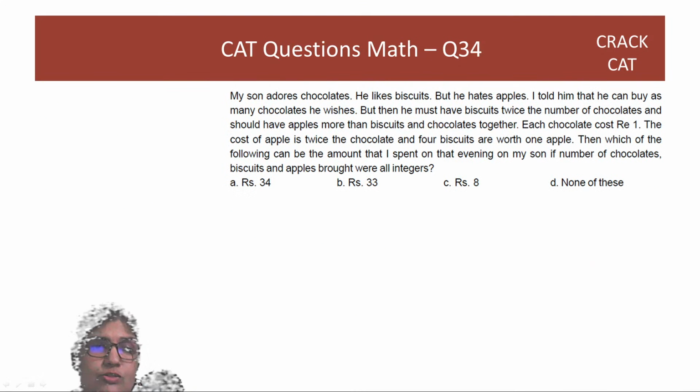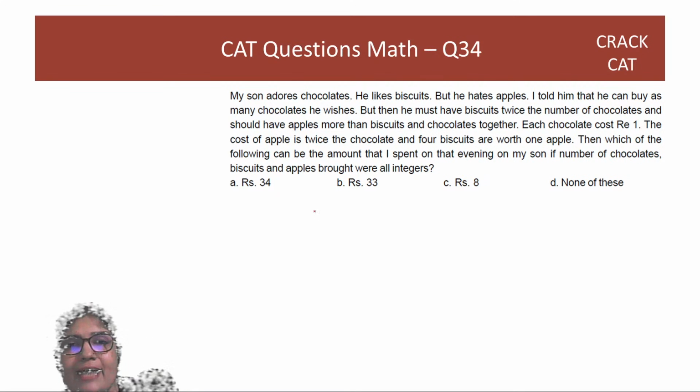My son adores chocolates. He likes biscuits, but he hates apples. I told him that he can buy as many chocolates as he wishes, but he must have biscuits twice the number of chocolates. So if he is taking x chocolates, then biscuits will be 2x.